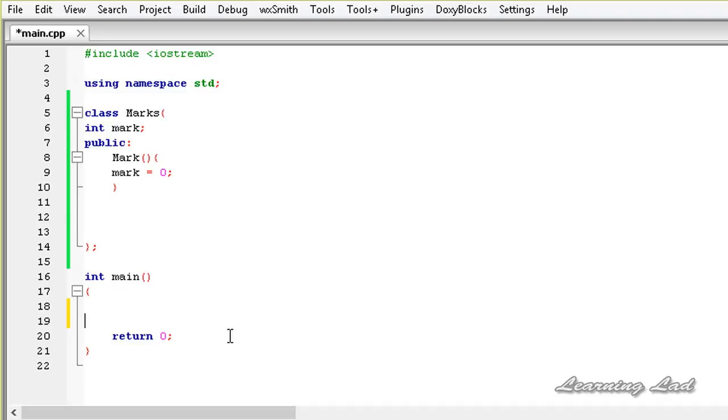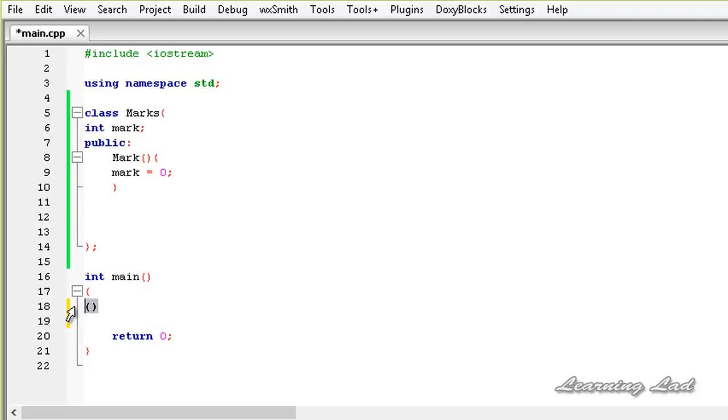And the next thing is, except for the function call operator which we have learned, none of the other operators can have default parameters. Only the function call operator, which is denoted by the opening and closing parenthesis, can have default parameters.